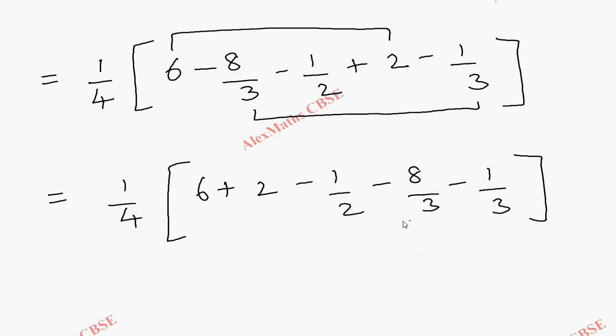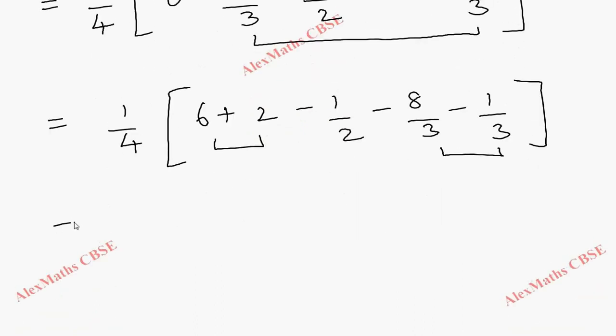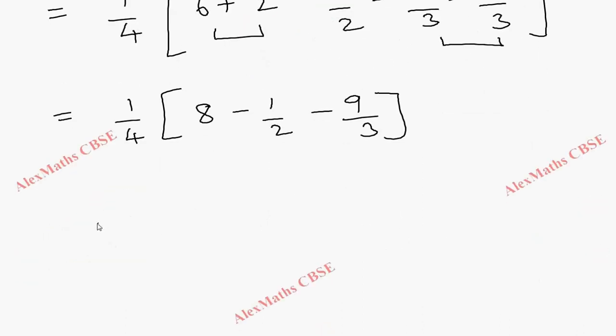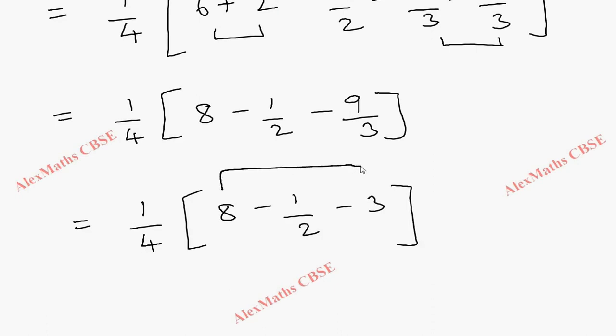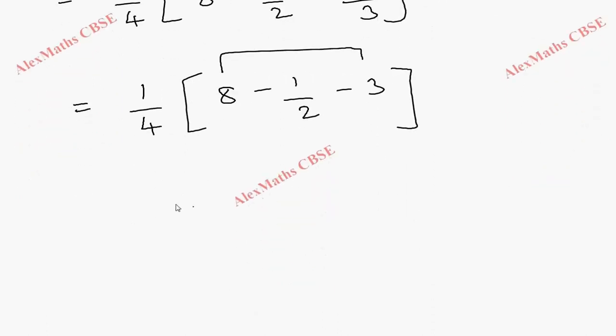Now combining these, we are going to get 1 by 4, and this is 8 minus 1 by 2. This is -9 by 3, which after division gives -3. So totally this is 1 by 4, 8 minus 1 by 2 minus 3. Again we can combine these two: 8 minus 3 is 5. So 1 by 4, 5 minus 1 by 2.